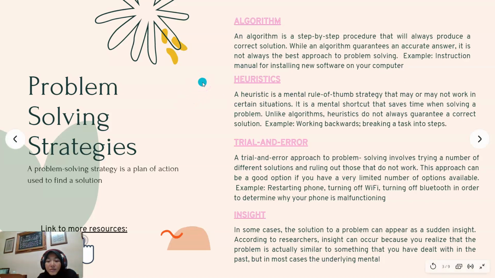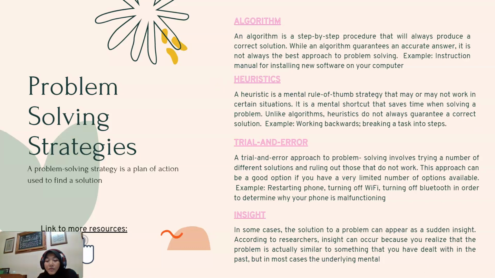Strategy number 2, which is heuristic. It is actually a mental rule of thumb strategy, that is what we call it. It may or may not work in certain situations, same as algorithm. So the strategy depends on what problem you want to solve. What is the difference between algorithm and heuristic? Heuristic is more on saving your time when solving a problem.